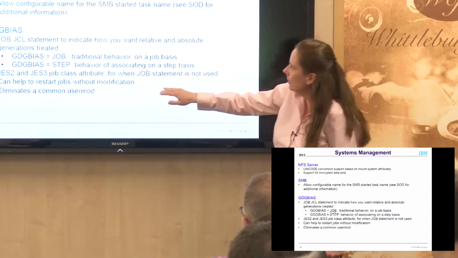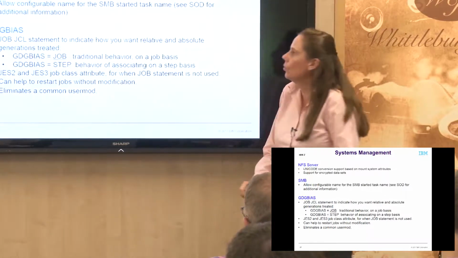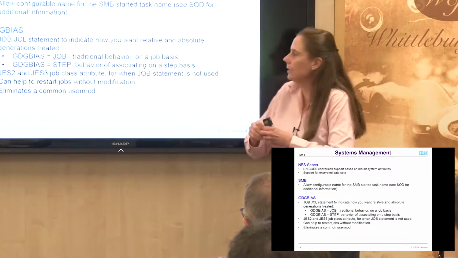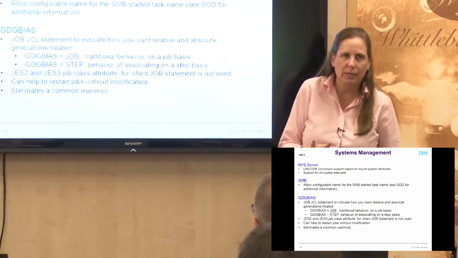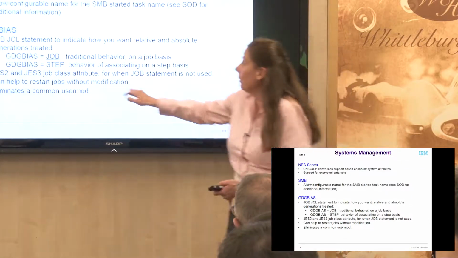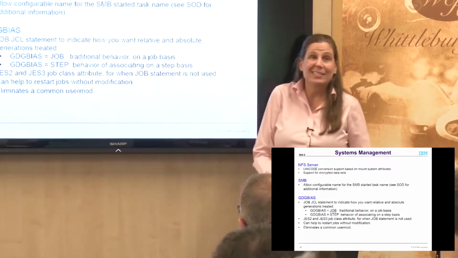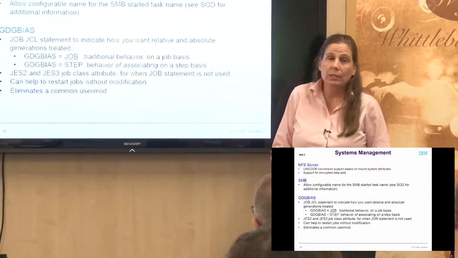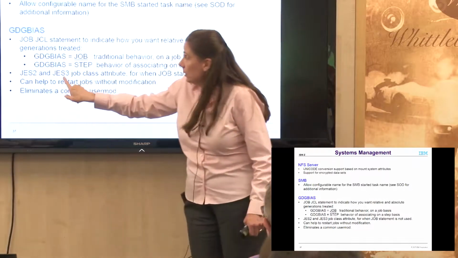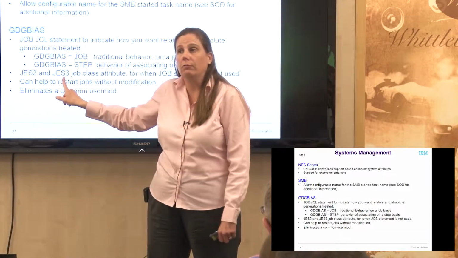So this is the ability to specify how you want absolute generations treated. Do you want them treated across the entire job, which is the traditional behavior that you probably thought was the only way it could happen? However, we now have the ability to say GDG bias step, where it's associated on a step basis and not the entire job basis. This is the only enhancement that you will see in z/OS 2.3 for JES3.